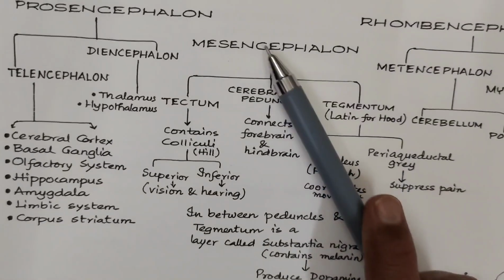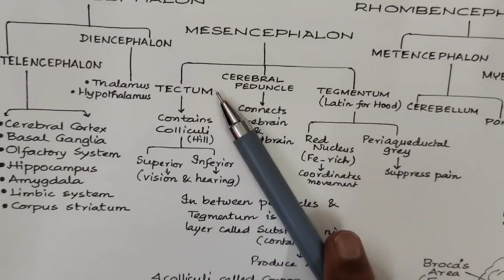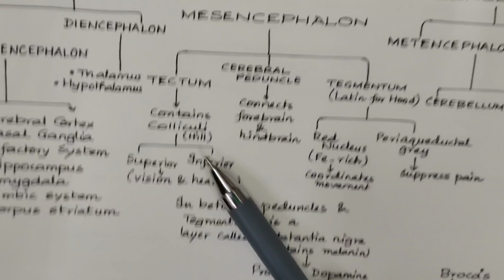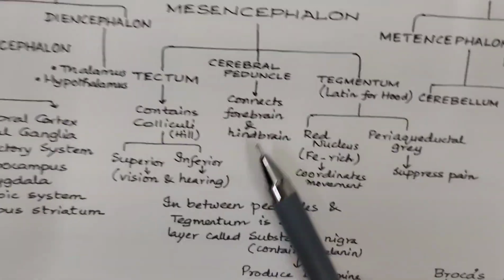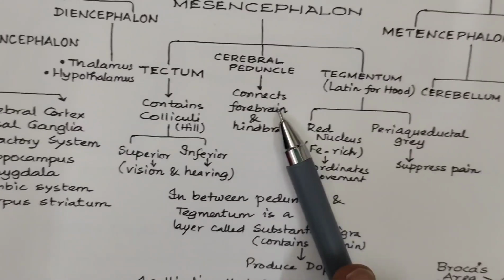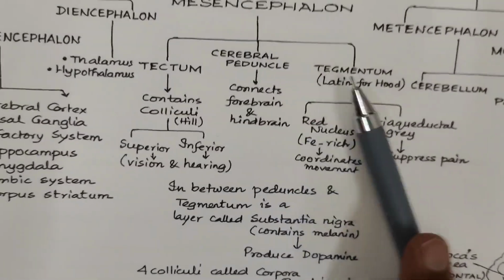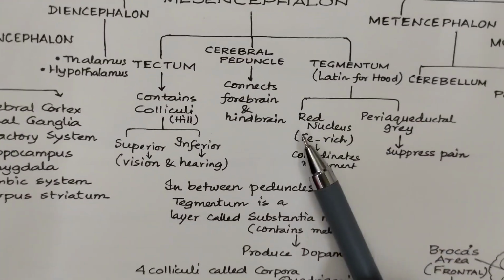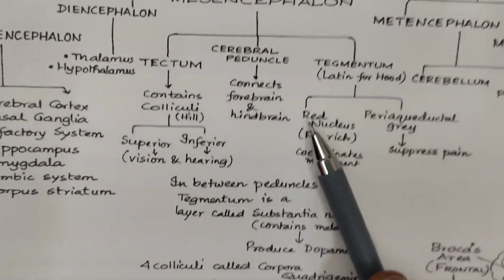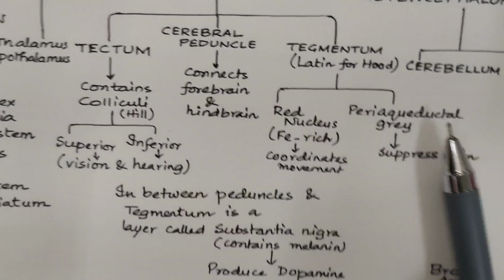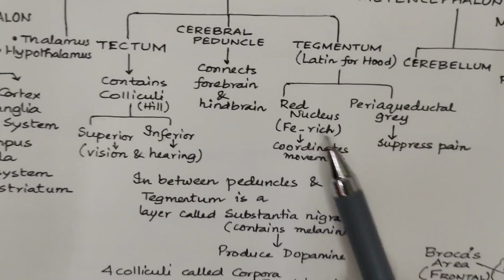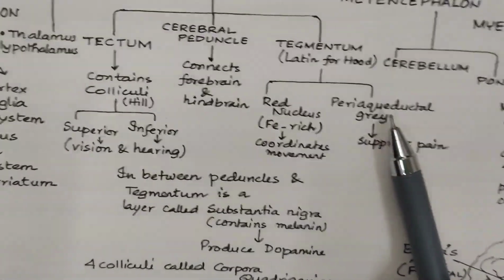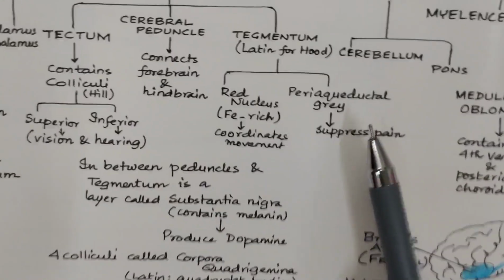Now the mesencephalon has got three parts. The tectum containing colliculi. Colliculi means hill. The superior and inferior colliculi which help in vision and hearing. The cerebral peduncles that connect the forebrain with the hindbrain. And the third part is tegmentum, which is a Latin word for hood. Tegmentum means hood. It contains red nucleus and periaqueductal gray. The red nucleus is red because it is iron rich. It coordinates the movements, and periaqueductal gray suppresses pain.